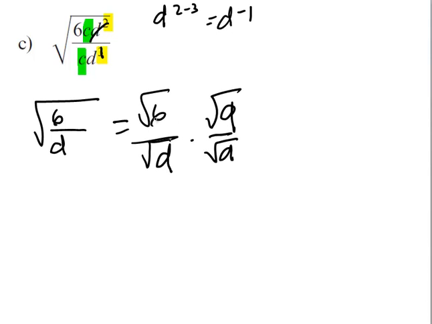I took it apart, and now I'm going to rationalize the denominator by multiplying it by whatever it takes to get to a whole number. So now I have the square root of 6d over d. And that was a lot easier because I did all my canceling before I got started.